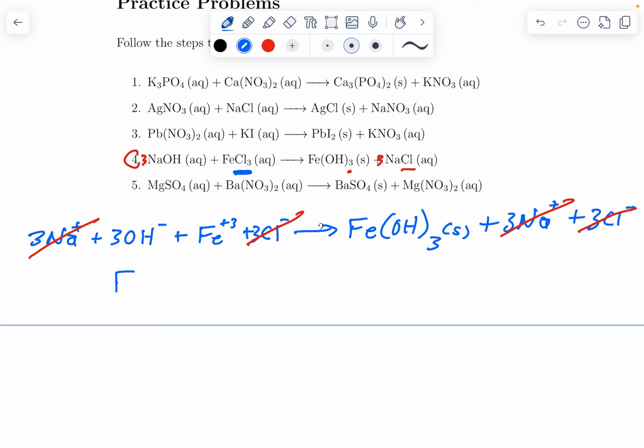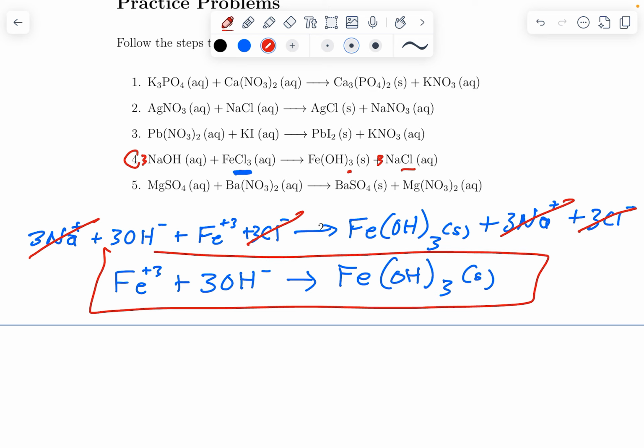I'm going to write the metal first. Fe3+ plus 3 hydroxides. That's on the polyatomic ion list. Yields Fe(OH)3, that is 3. That's an ugly 3. Let's try that again. 3, solid. And there it is. There's your net ionic equation. And hope that helps.